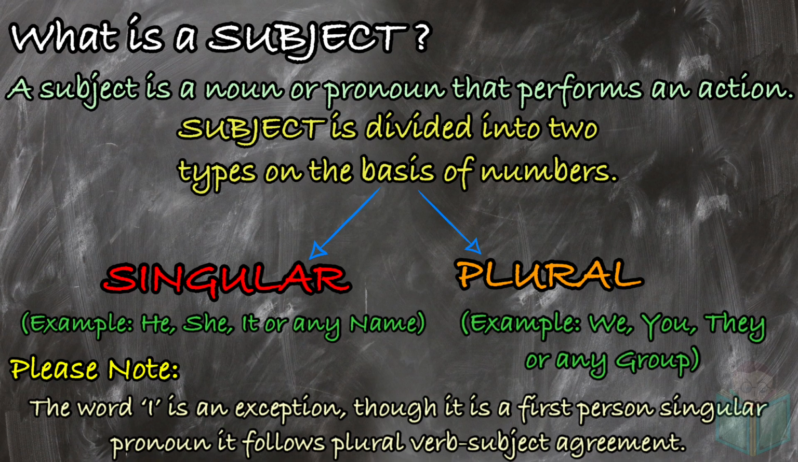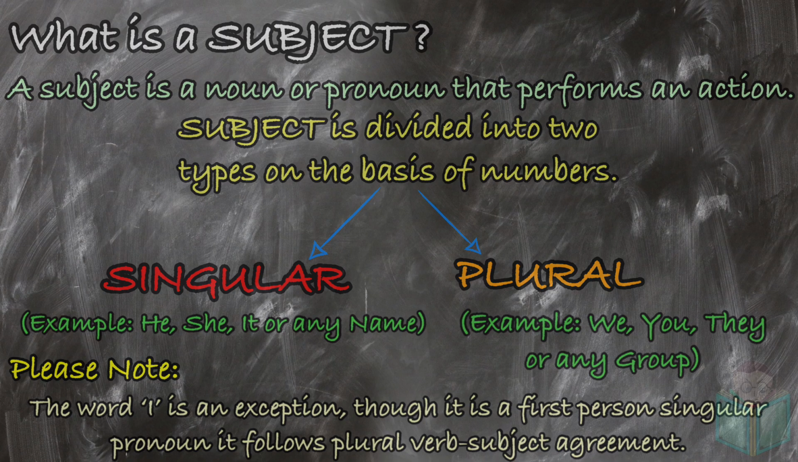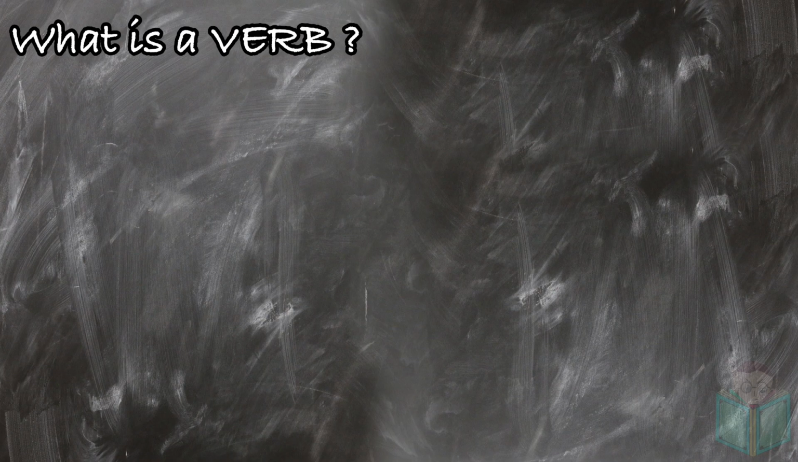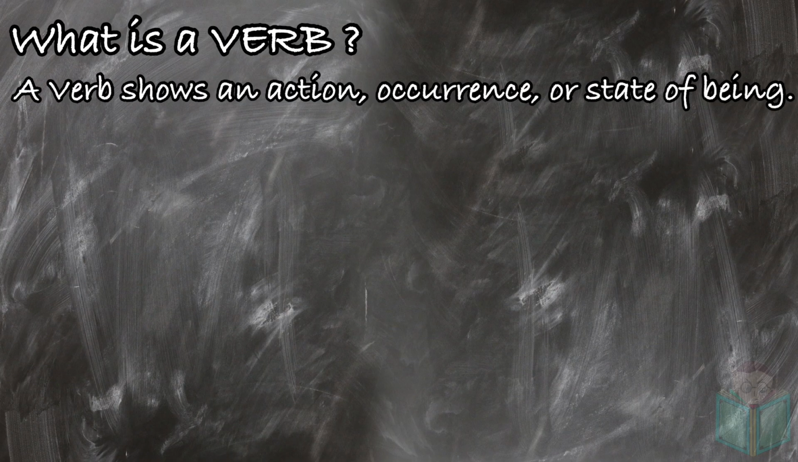The word I is an exception. Though it is a first-person singular pronoun, it follows plural verb, subject agreement. In addition to that, you should know what is a verb. A verb shows an action, occurrence, or state of being.